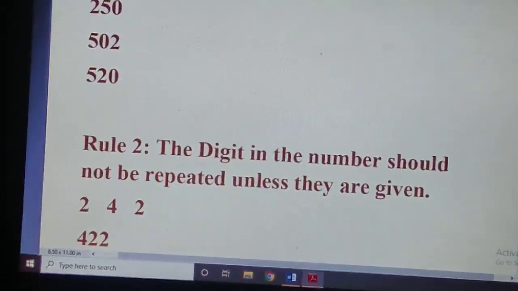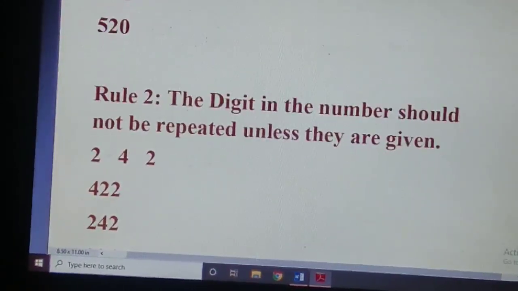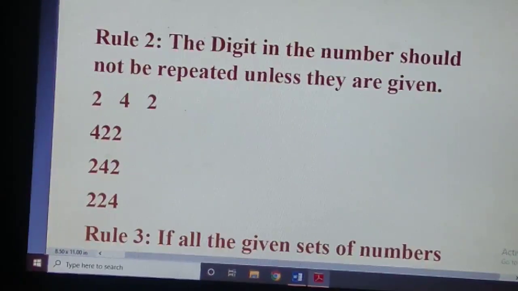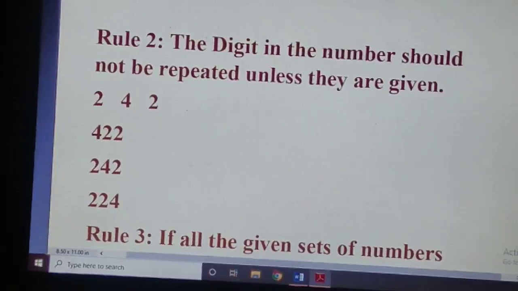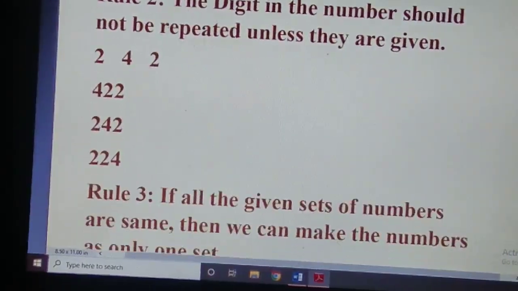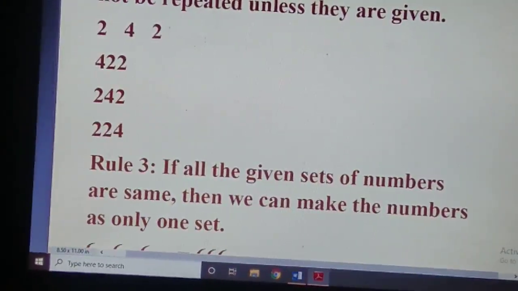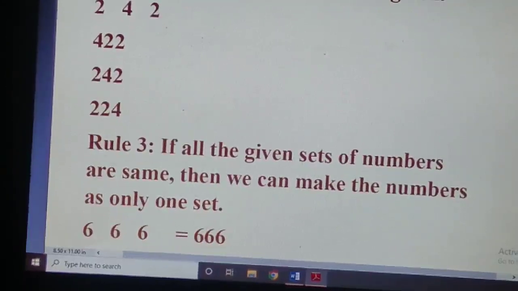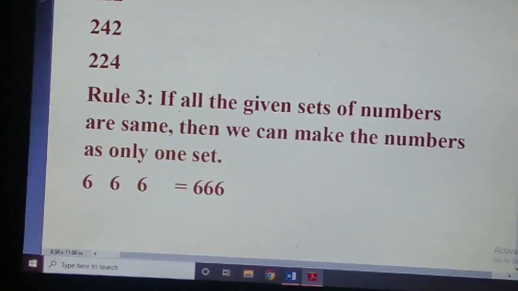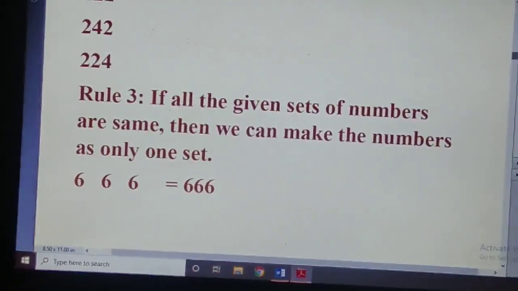Now rule 2. The digits in the numbers should not be repeated unless they are given. Given the set of numbers 2, 4, 2, the numbers that can be formed are 422, 242 and 224, which are in descending order. Now rule 3. If all the given numbers are the same, then we can make only one number.